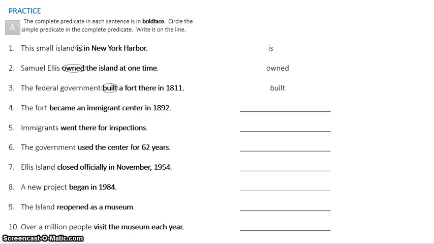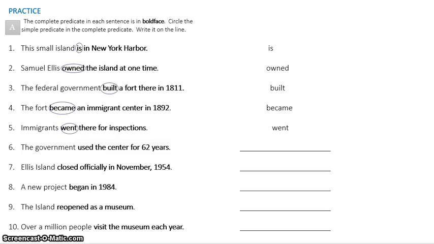Number 4, the fort became an immigrant center in 1892. Became an immigrant center in 1892 is your complete predicate. So you're finding your simple predicate or your action verb in this case, and you are going to circle became and write it on the line. Number 5, immigrants went there for inspections. Went there for inspection is your complete predicate. You should have circled went and then written it on the line.